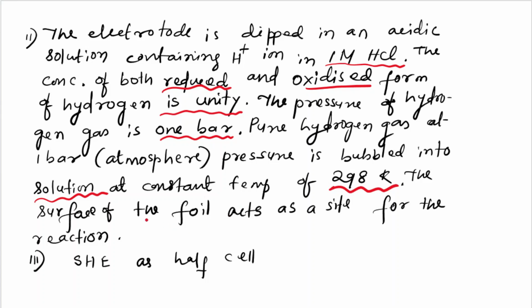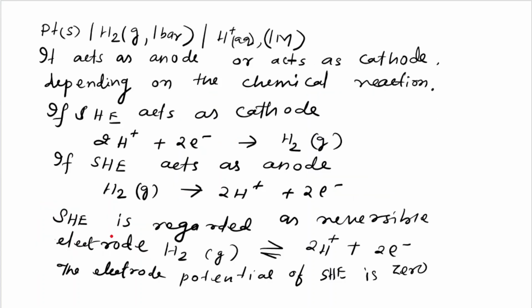The surface of the foil acts as the site for the reaction. The surface of the foil, the surface area, is the site for the reaction. Now the point is, S.H.E. is a half cell. How can you represent this half cell? The representation is Pt, solid, and hydrogen gas at 1 bar, dipped in H+ aqueous, that is 1 M strength.